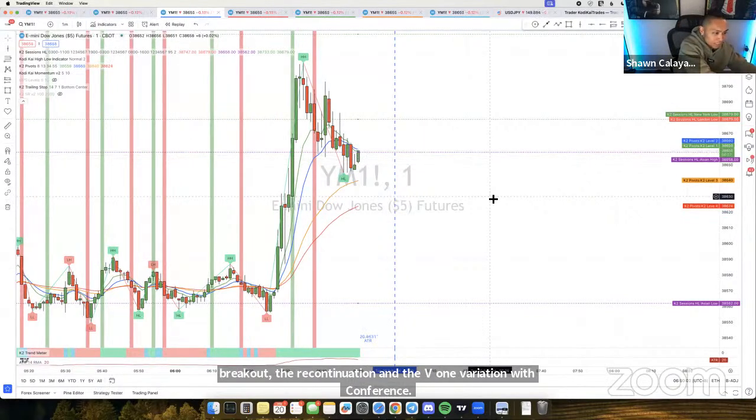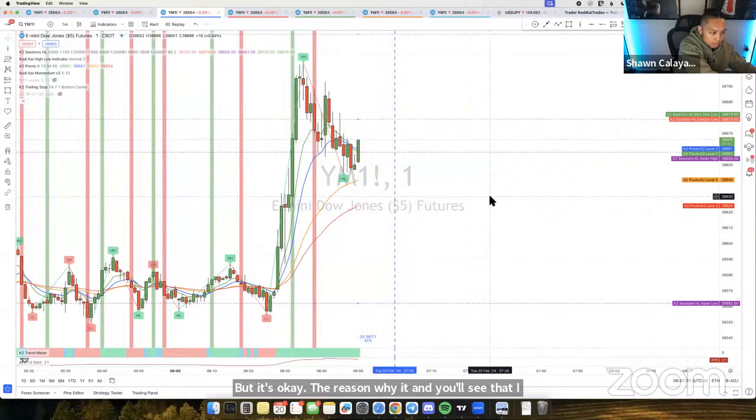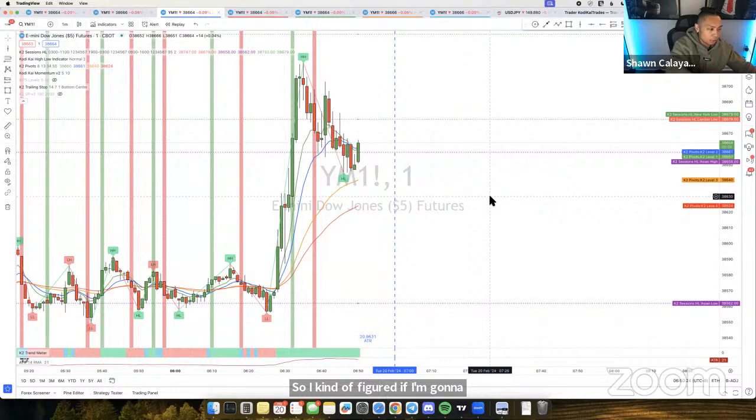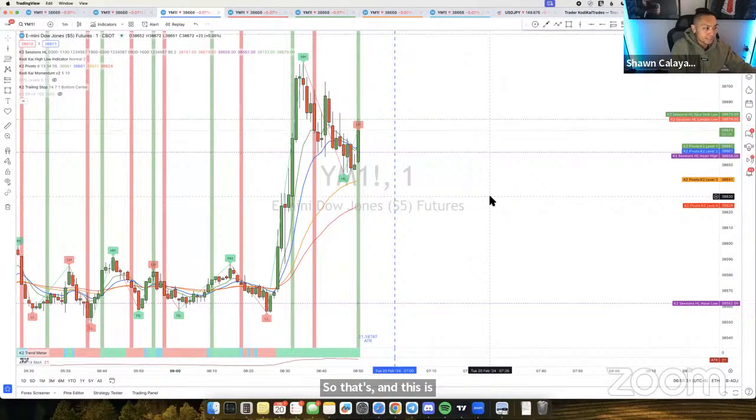My account looks horrible right now because it's a losing day, which I was hoping would be at least a break even, but it's okay. You'll see that I lost more today. The reason I took an 8 contract was because I already knew that first account was going into drawdown. I figured if I'm going to reset my accounts, I got to go all out today, because if not, I have to pay full price for the reset tomorrow. So this explains why my losses are a little higher. But tomorrow I'm going to go back to 6 contracts.